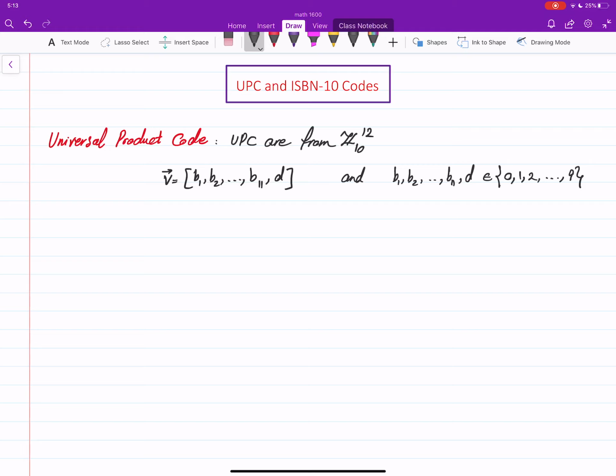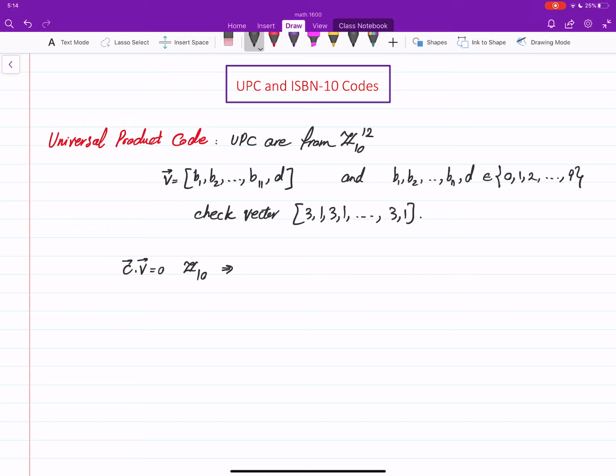Well, we need to know what the check vector is for these. The check vector is 3, 1, 3, 1, and this continues up to 3, 1. To check if a vector is correct or not, as always for check digit codes, we test whether C dot V is equal to 0 in Z10 or not. Well, in this case, there's a funny thing happening.